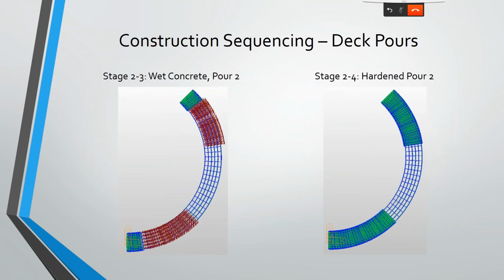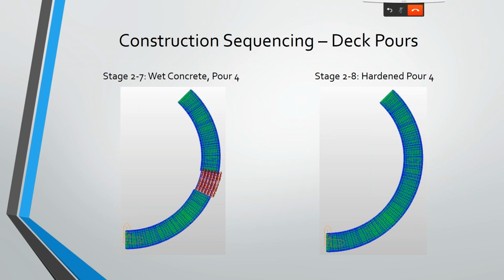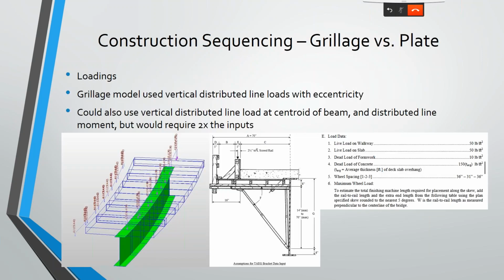Here's the next pour. You can see that it does go over a couple piers. But what looked like a reasonable amount, we're also making sure that we're symmetric in our pour sequencing. There's pour number 3, and there's pour number 4. Loading of these. So in the grillage model, we used vertical distributed line loads with an eccentricity. This is the easiest way to do that.